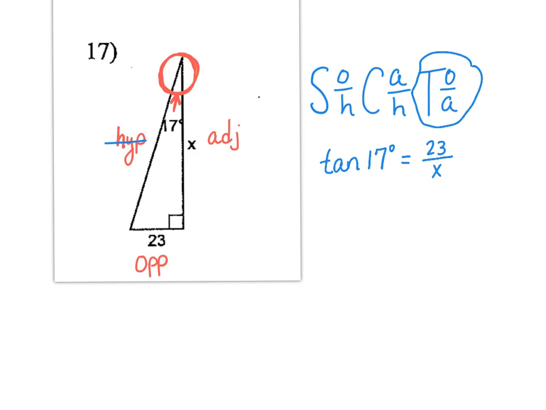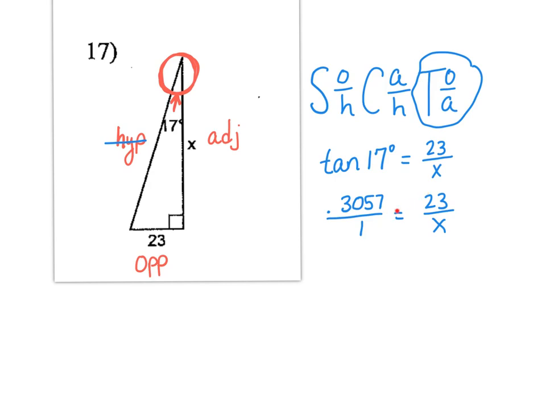We're now going to take a minute and find the tangent of 17 degrees in our calculator. The tangent of 17 degrees is 0.3057. And we're going to put that number over 1. That's equal to 23 over x. We now have two equal fractions. One fraction here is equal to a second fraction here. Two equal fractions is called a proportion, and we solve a proportion by cross multiplying.